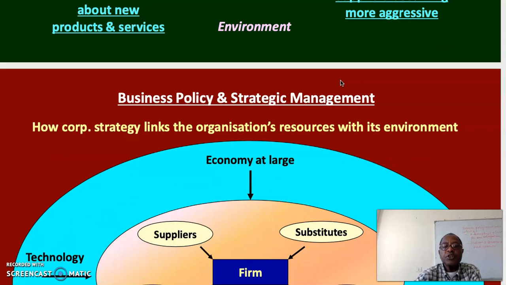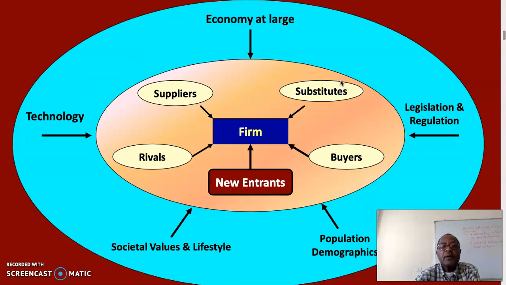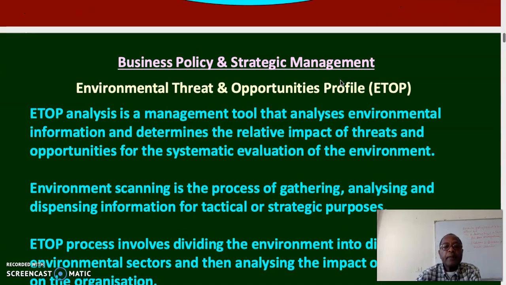So at the center is the firm, and it has got rivals, suppliers, substitutes, and buyers. The general environment includes technology, the environment at large, legislation and regulations, population, demography, society and values, and lifestyles. All these play an important role in the formulation of strategies.